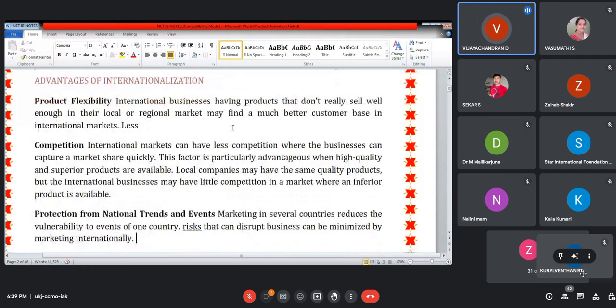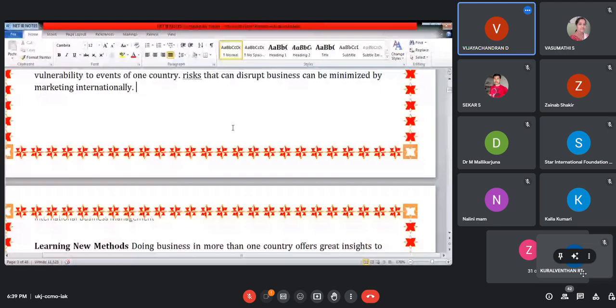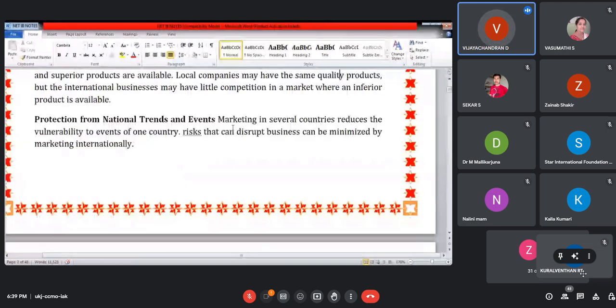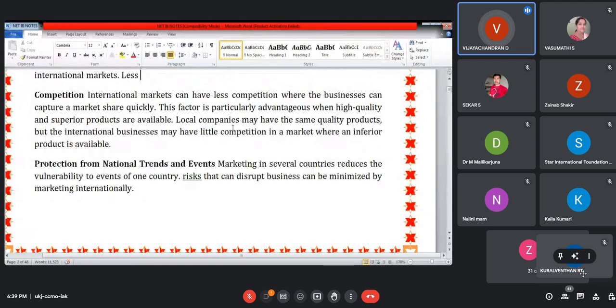Then competition. As you know, with the competition, the customer will have a good product. They will have a healthy product. In the case of tougher competition, a variety of products and facilities will be available. Superior products and high quality products will be available with the help of the competition.